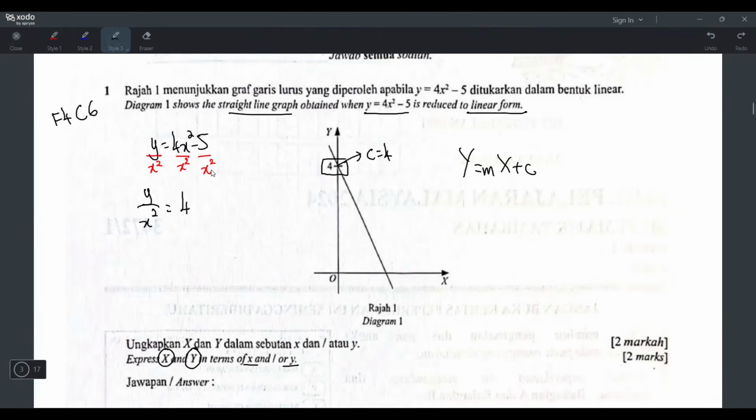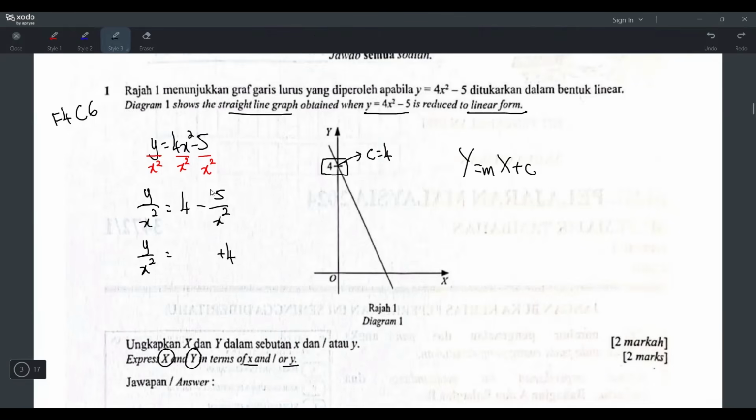with 4. Negative 5 over x square, you can just write it here. Now we just arrange it so that it's in this format, y equals mx plus c. So the y-axis is clearly y over x square, and then equals mx plus c. You want the 4 to be at the c position, which is back over here.